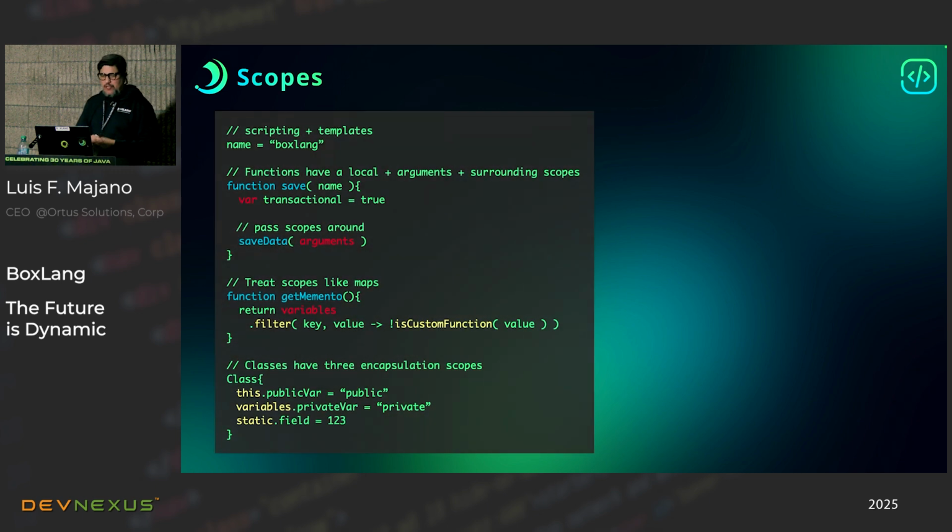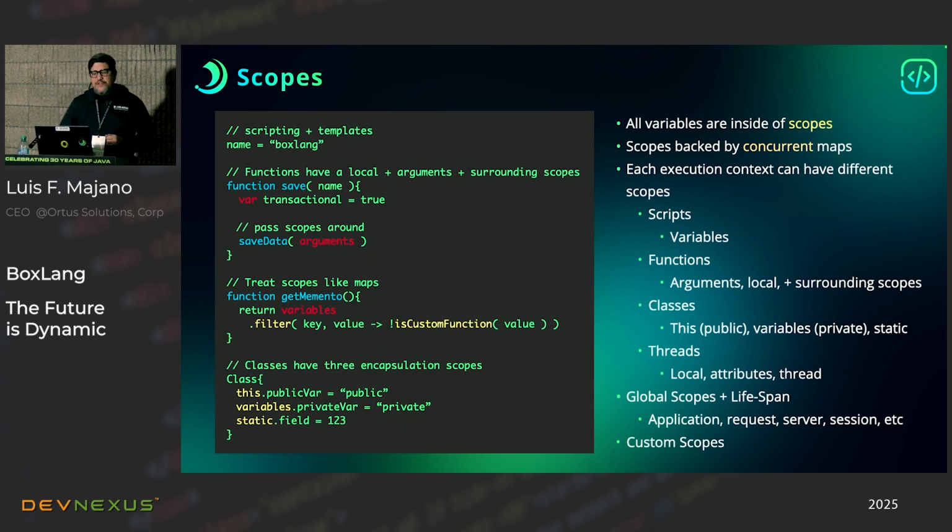Major differences from Java: scopes. We have the concept of scopes for all variables. So every variable that you define, depending on the context where you write it, will be stored inside of a scope. And these scopes are backed by concurrent maps, and they're all case insensitive to make it easier for you. Okay? You can also choose case sensitivity if you want. But each execution context has different scopes. For example, scripts have variable scopes, functions have argument scopes and local scopes specific to the function, or the surrounding scope access, right? Classes have access to the this scope like in Java, variable scope, and of course static.